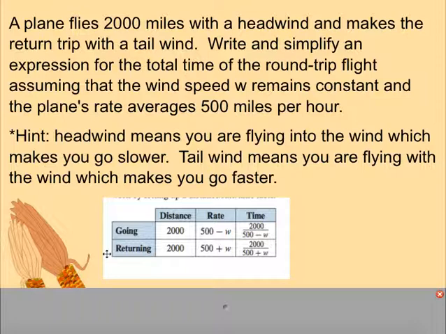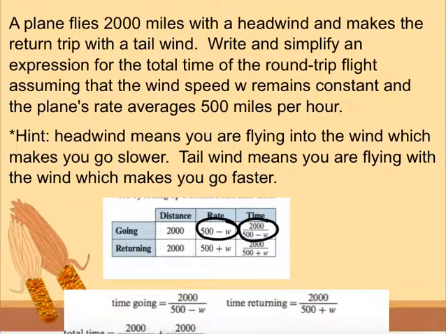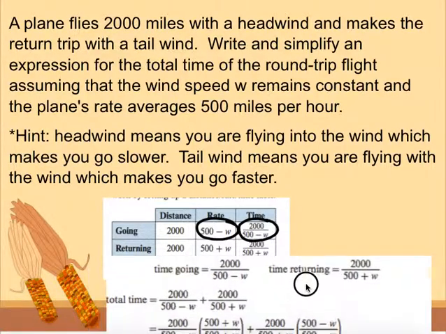headwind, of course, means you're flying into the wind, which makes you slower, which means your going rate, okay, is going to be a little bit slower, 500 minus that W, which means that the time it's going to take, we always do distance divided by rate in order to find time. So we end up with 2,000 over 500 minus W, okay, and the returning is going to be 2,000 over 500 plus W, which means that we need to add them together.